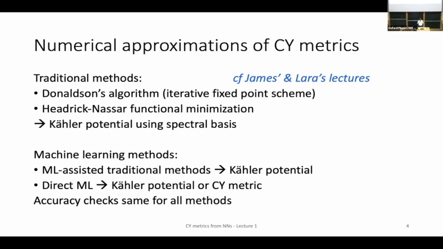Once you've done that and you want to check whether you actually have a Ricci-flat metric, then you will need some accuracy checks, and they are the same for all methods. So I will talk about them in a global way.